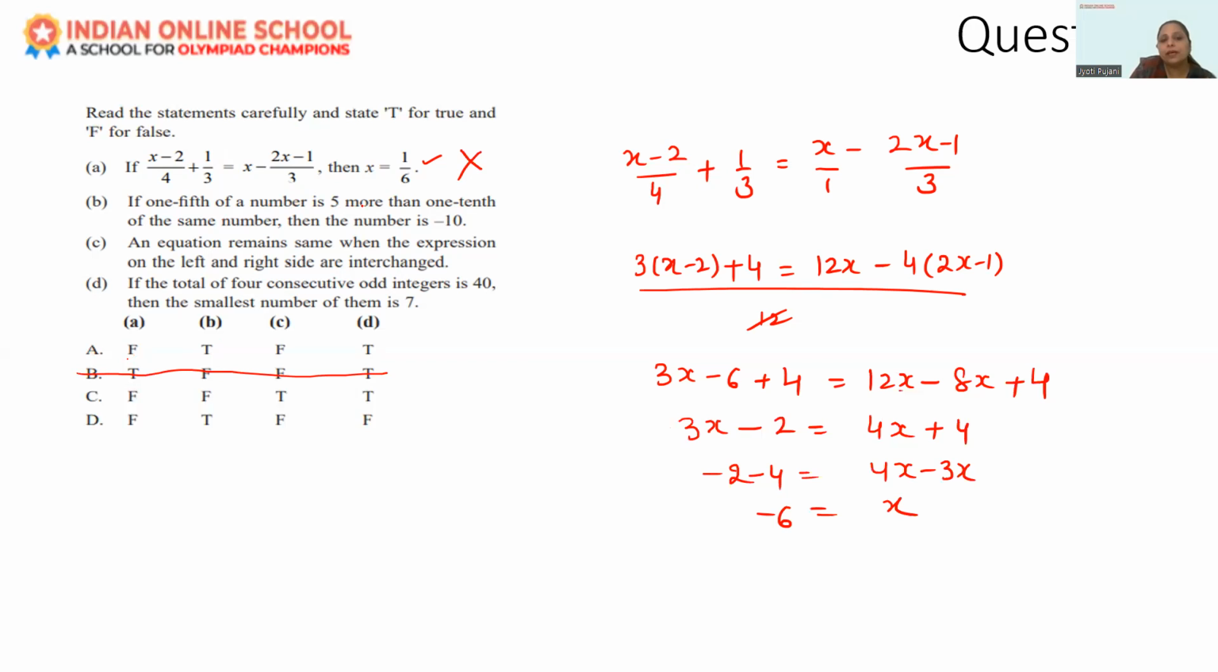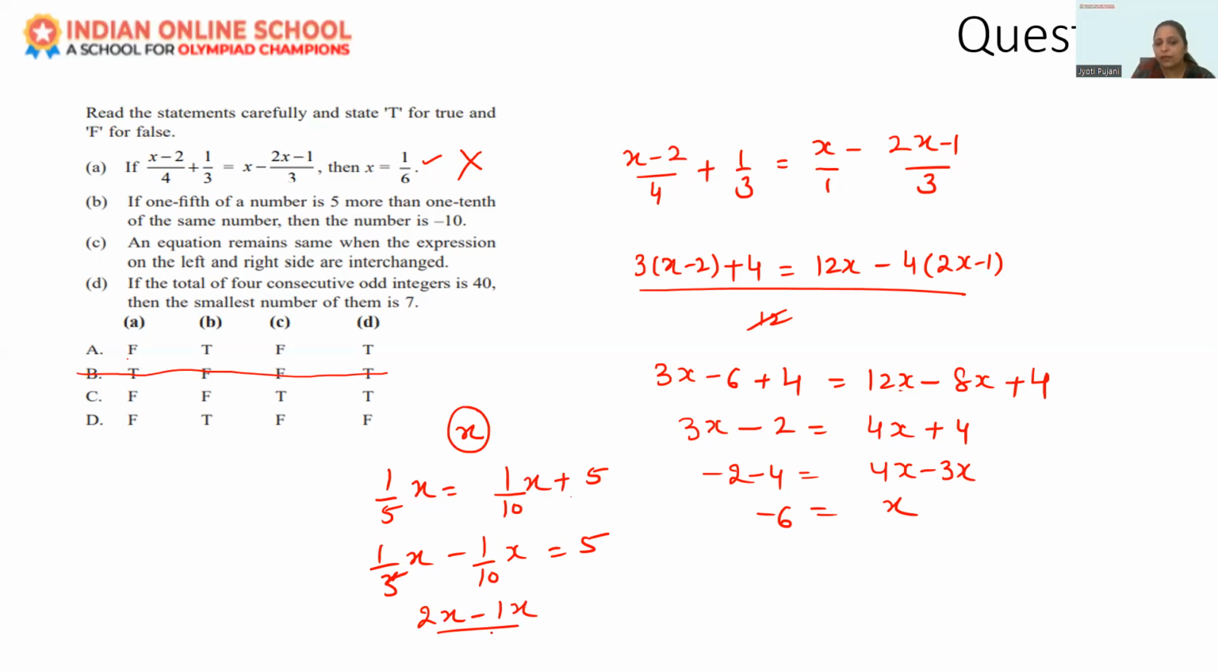If 1/5 of a number is 5 more than 1/10 of the same number, let the number be x. Okay. 1/5 of a number, 1 by 5x, is equal to 5 more than 1/10 of that number. So I will add 5 to 1 by 10x. I will put x on one side and the rest of the things on the other side. Minus 1 by 10x is equal to 5. 10 as the LCM, so it becomes 2x minus x upon 10 is equal to 5. So x is equal to 50. The number cannot be 10. So this is also false. So my second option, B, is also false.